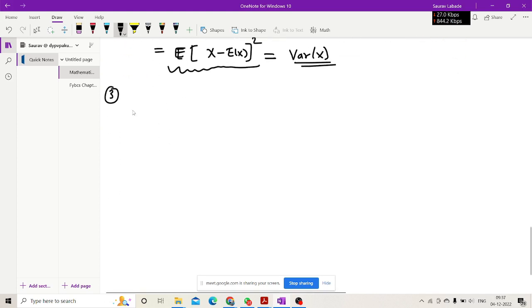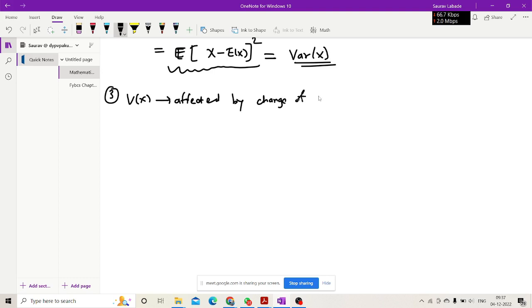Variance is affected by the change of scale. Okay. Variance of x will be affected by change of scale. It will be affected by change of scale. Now, what is the meaning of change of scale? Yes, anyone guys?